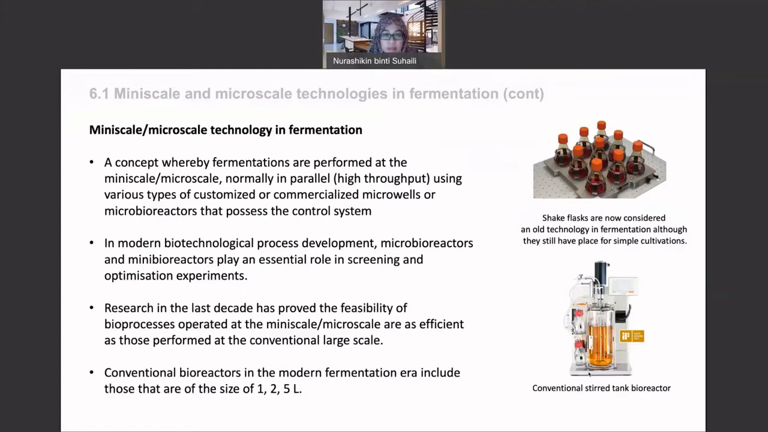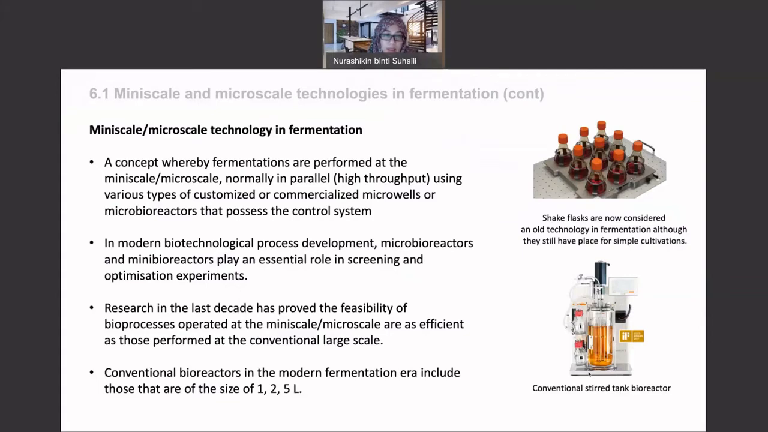So what are the benefits of having more reactors? It is because it can facilitate the optimization. You can carry out a lot of fermentation experiments at the same time. Okay, so that is another concept introduced, which is high throughput. I will talk about it later.